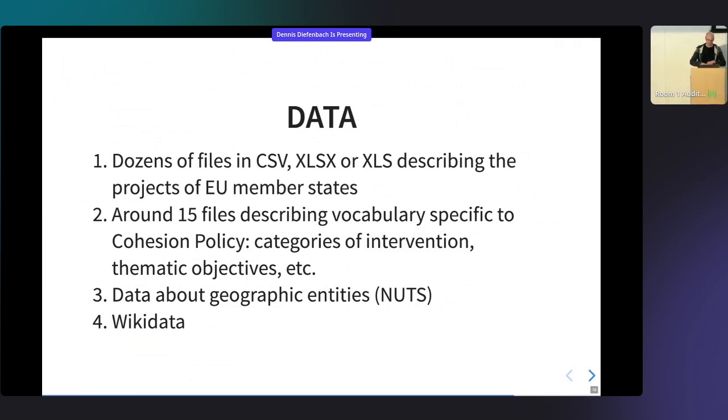Then we need a lot of files that describe this cohesion policy. What is a category of intervention? What is the thematic objective? What is the policy objective? How are these vocabularies related to each other? We need data about geographical entities because we want to describe where these projects take place. And we also integrate data from Wikidata to say, this is a beneficiary. This beneficiary exists in Wikidata, and we can extract metadata about it to enrich our graph.